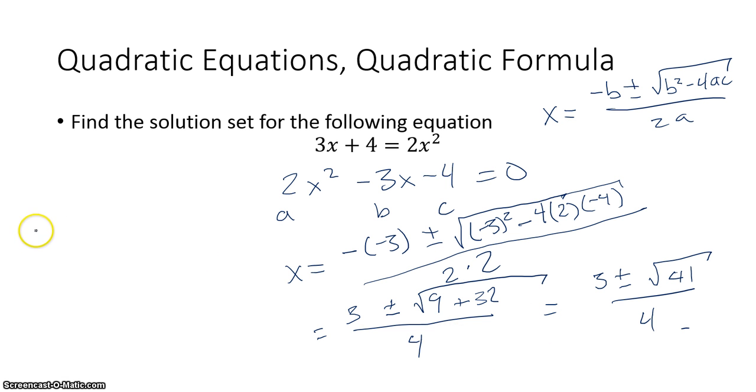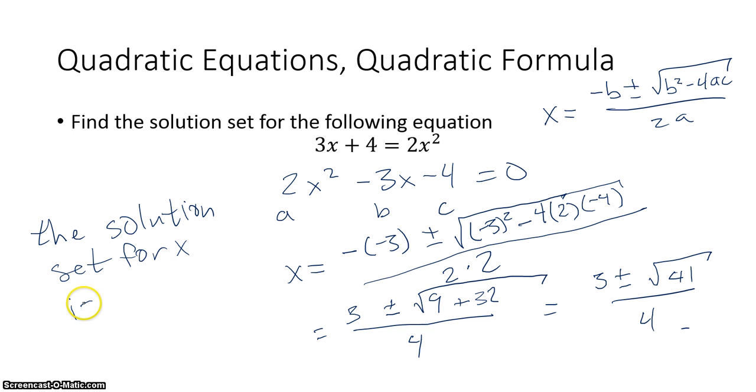And again, we would want to finish by saying the solution set for x is, squiggly brackets, 3 plus or minus square root 41 all over 4.